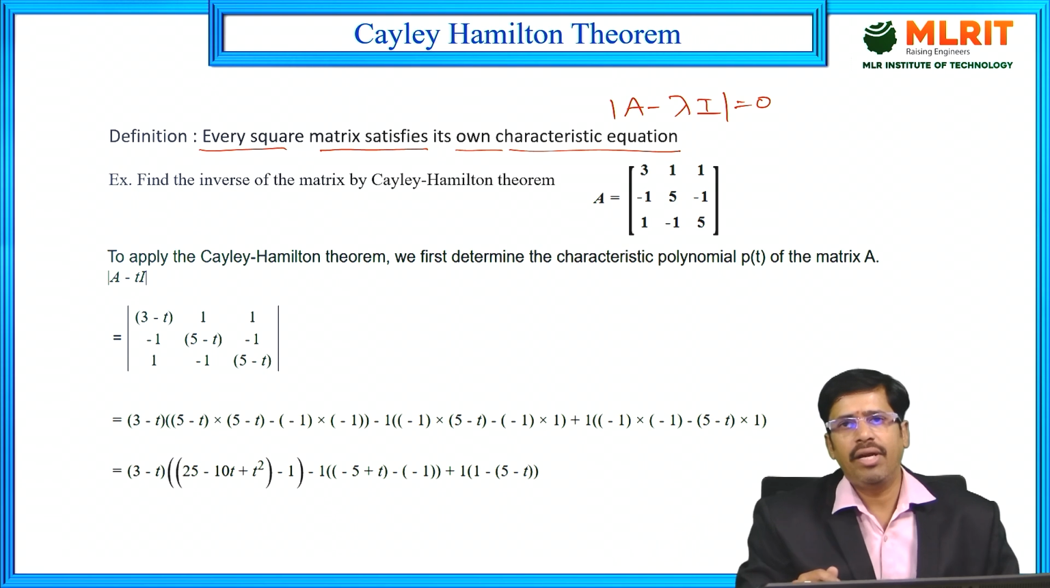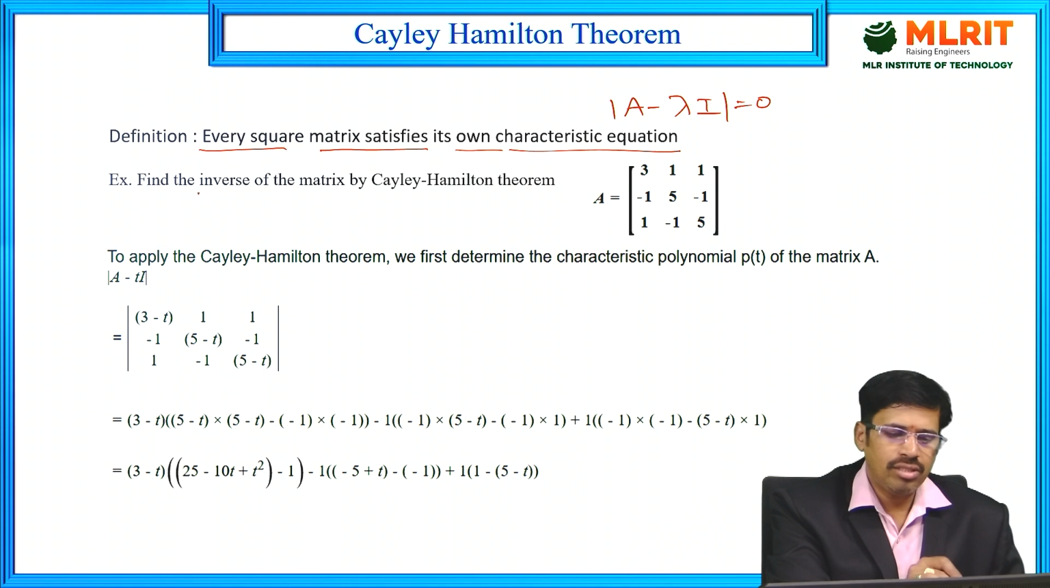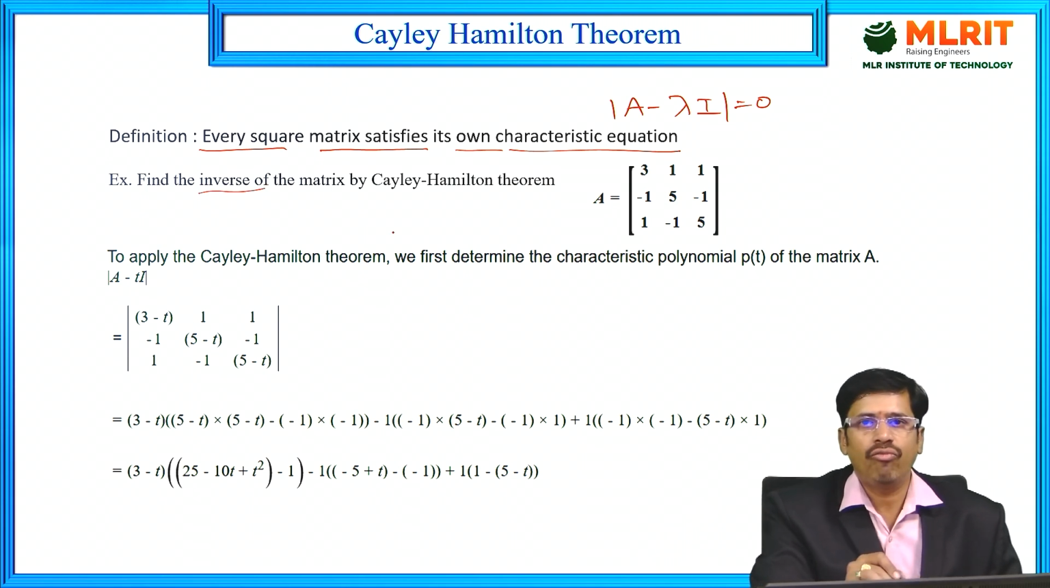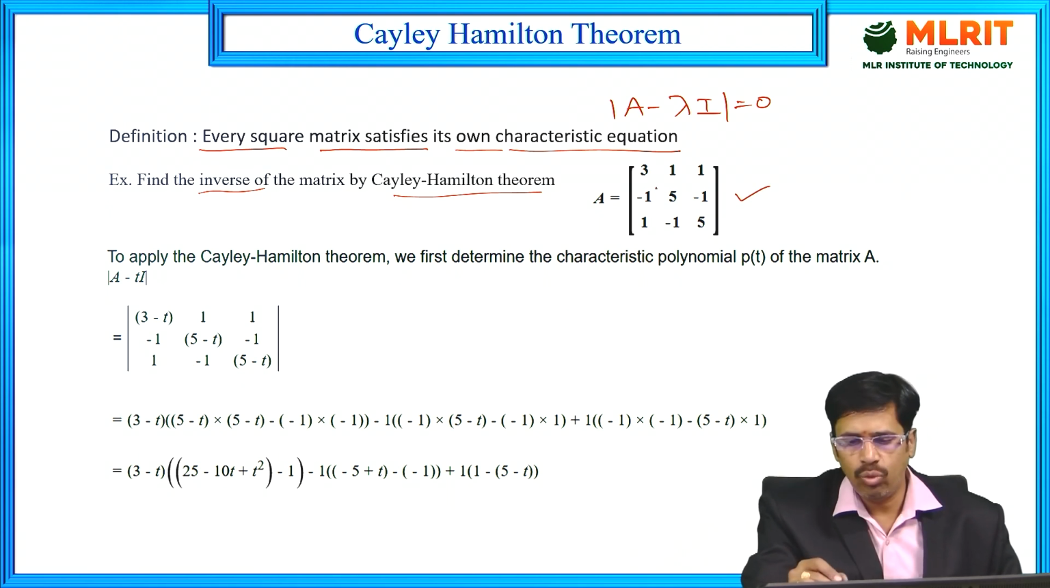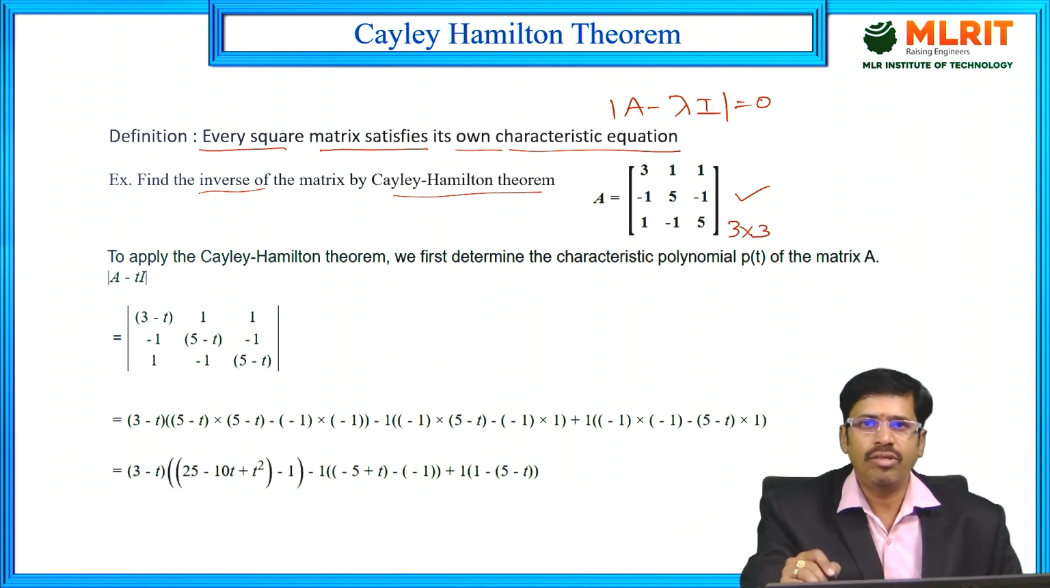Using Cayley-Hamilton theorem we can find the power of a matrix and the inverse of a matrix. Now in this lecture we are going to see how to find the inverse of a matrix by using Cayley-Hamilton theorem. Let us see one example. A is equal to [3 1 1; -1 5 -1; 1 -1 5]. This is a 3 by 3 matrix, so obviously we have 3 eigenvalues. We don't bother about finding eigenvalues, we just have to find the characteristic equation.